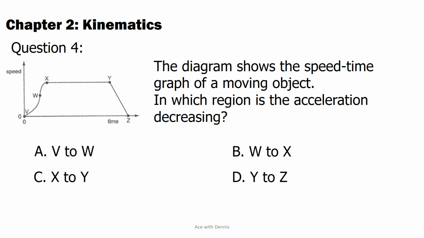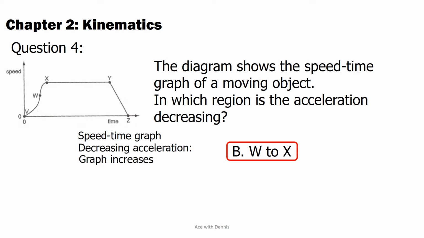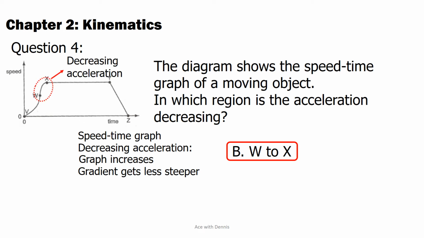The answer is B. W to X. In a speed-time graph, decreasing acceleration happens when the graph increases but the gradient gets less steep. Hence, region W to X indicates the object moves at a decreasing acceleration.